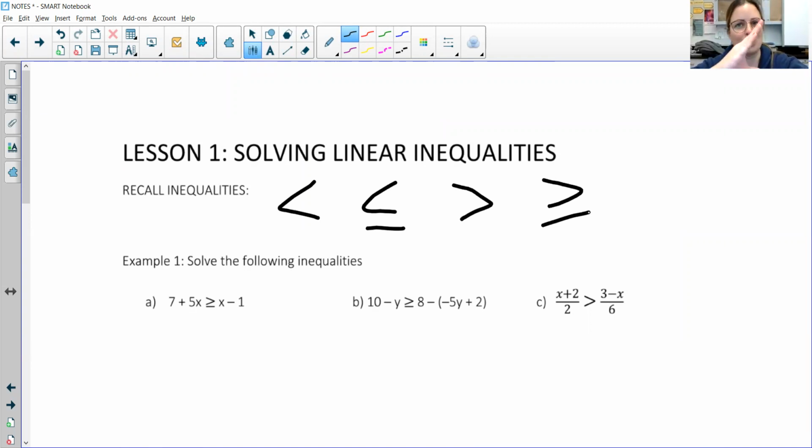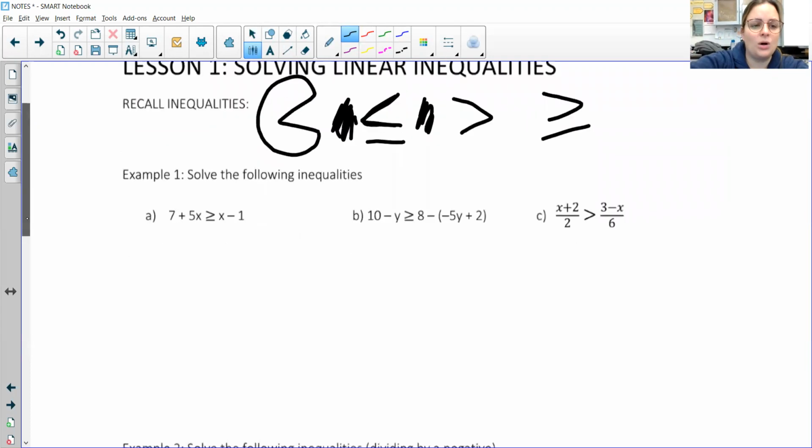I always learned it as the crocodile going nom nom nom, or you can think about it like Pac-Man, the Pac-Man going to eat the goodies. It always opens towards the larger value, and you always read it from left to right. So in this case, you have something on this side that is less than something on this side. That's the less than or equal to symbol.